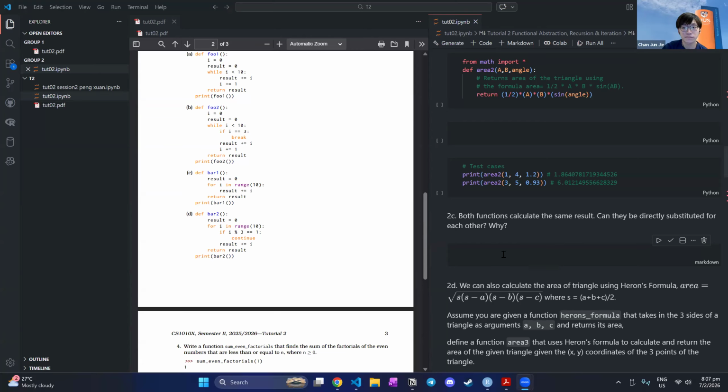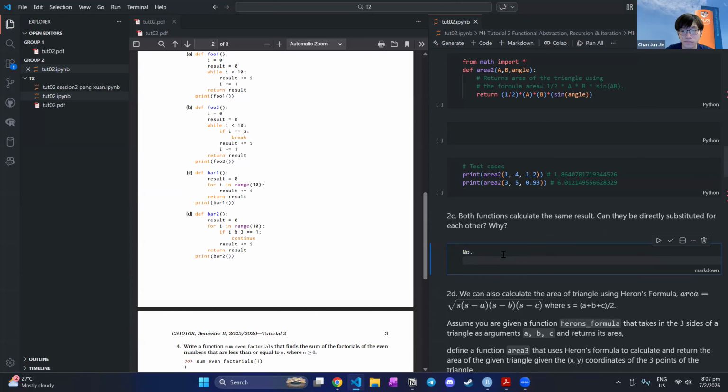No, because the first function only takes in the base and the height, but the second function takes in a, b as well as the angle. So there's an additional parameter. Right, different number of variables.